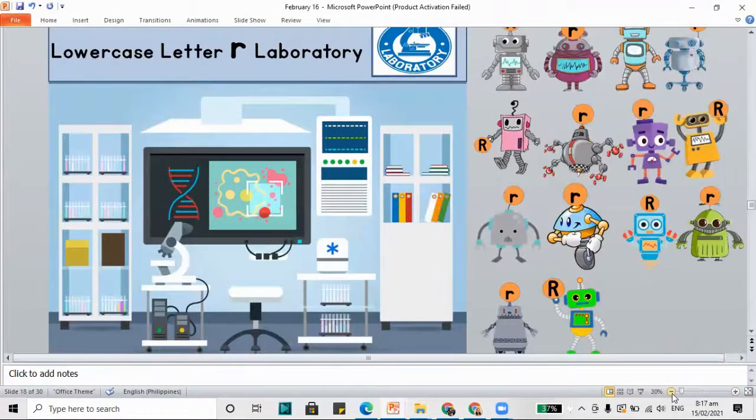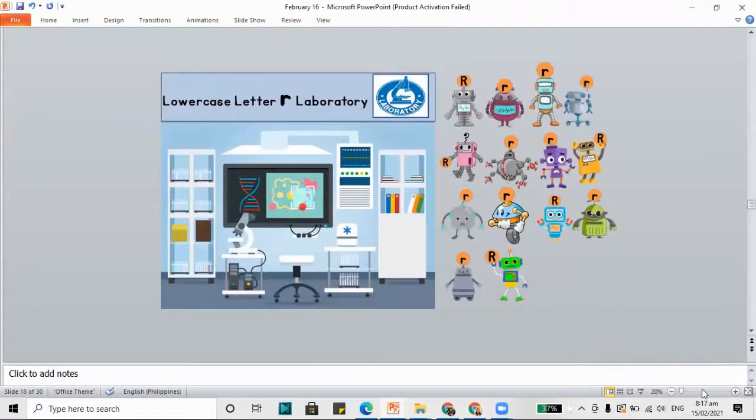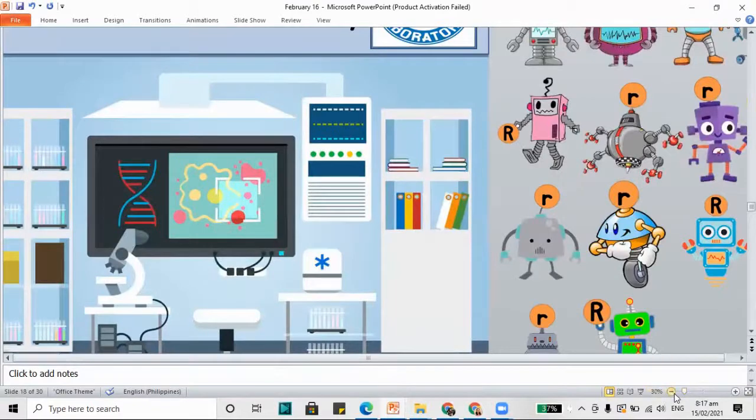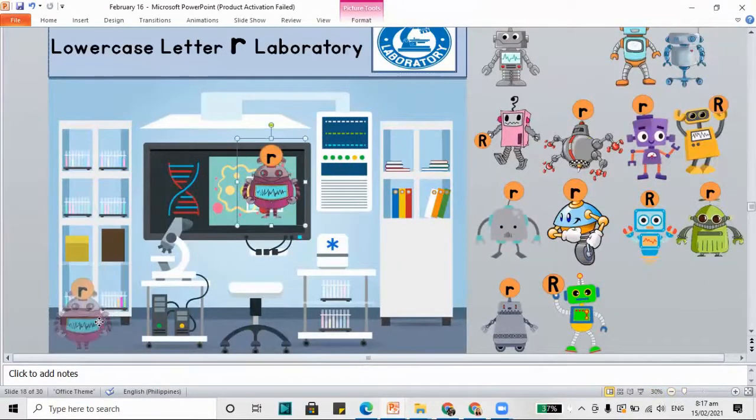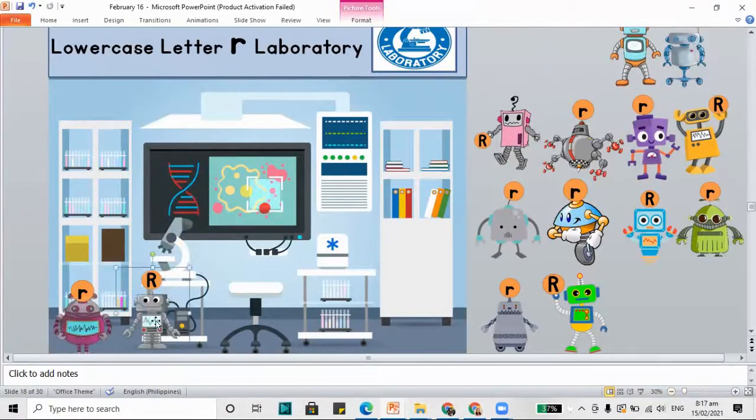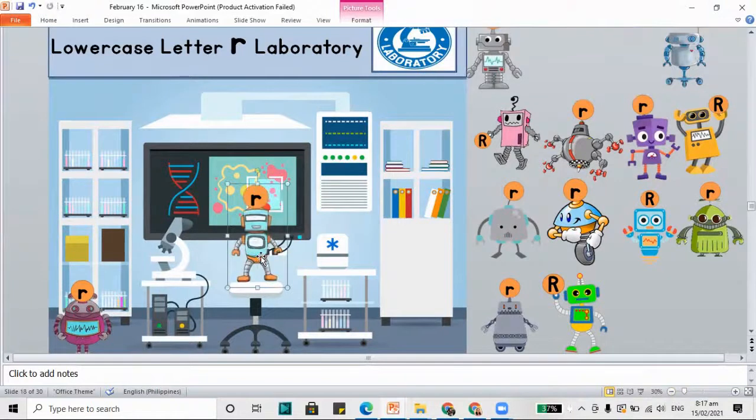How about for our lowercase r robots? Let's see, let's put only the ones with lowercase r. Let me fix the screen. This one, it's lowercase r. This one, it's capital R. Let's put it back. This one, it's lowercase r. This one also, it's lowercase r.